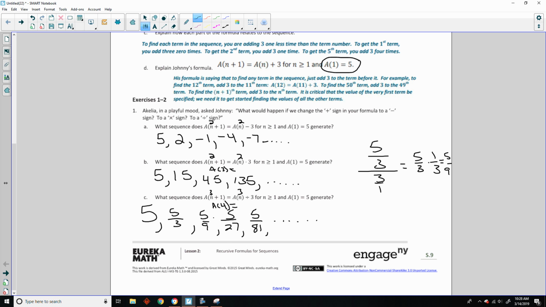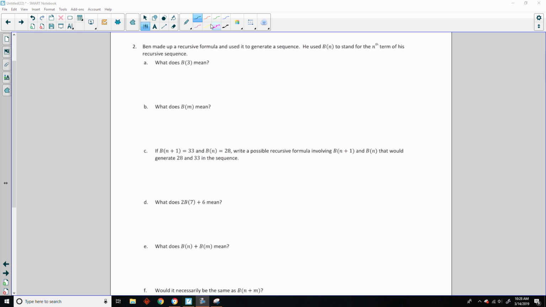Okay. Number 2. Ben made up a recursive formula and used it to generate a sequence. He used b of n to stand for the nth term of his recursive sequence. What does b of 3 mean? Okay, b of 3 is the third term. What does b of m mean? That would mean the mth term in the sequence.